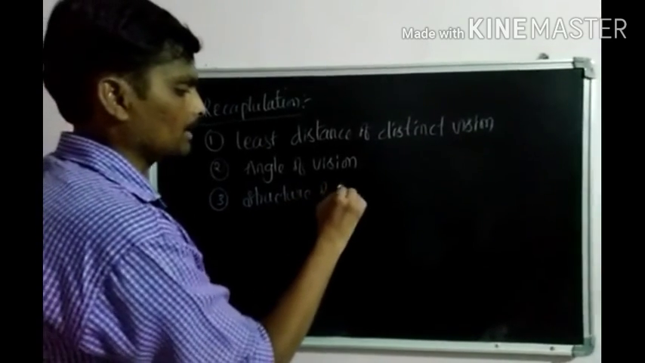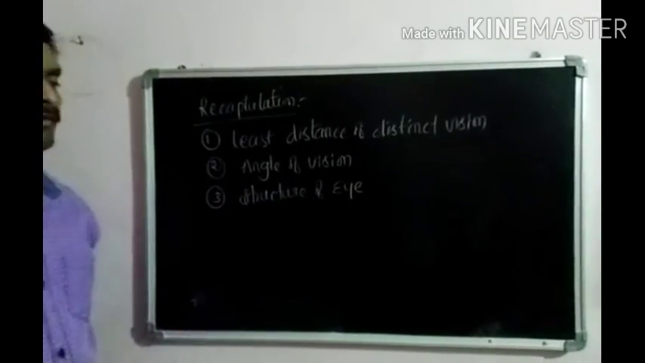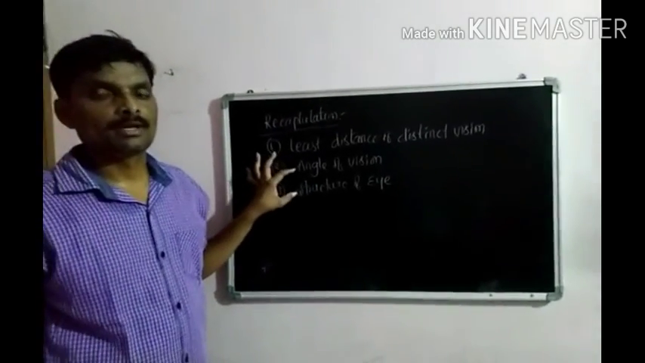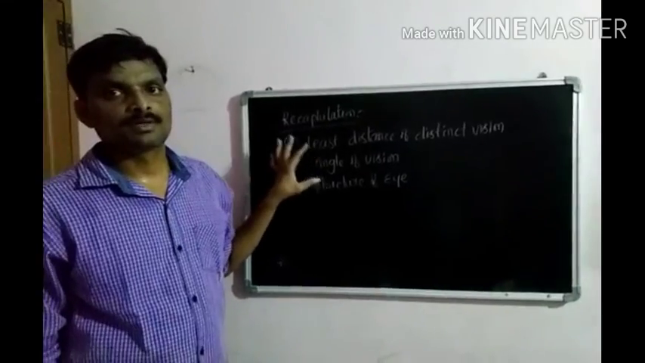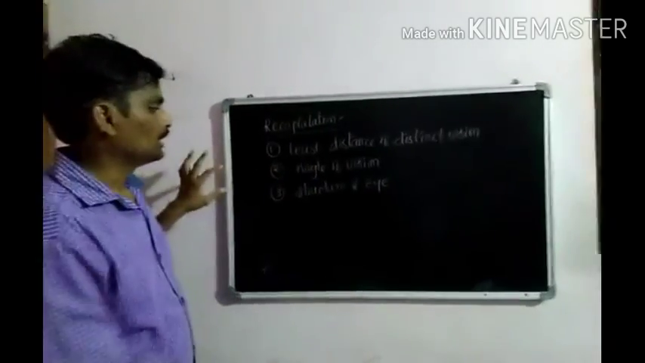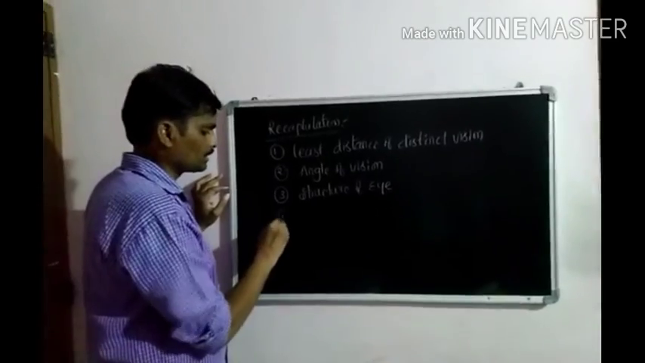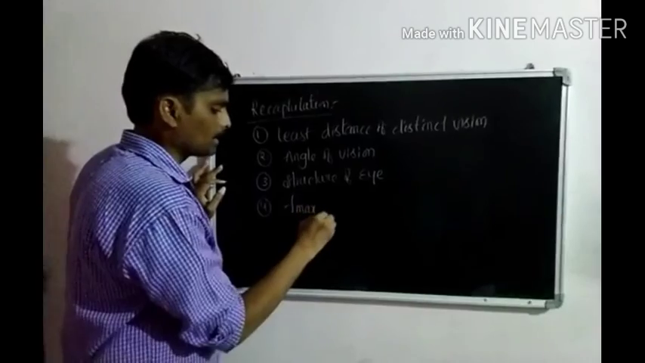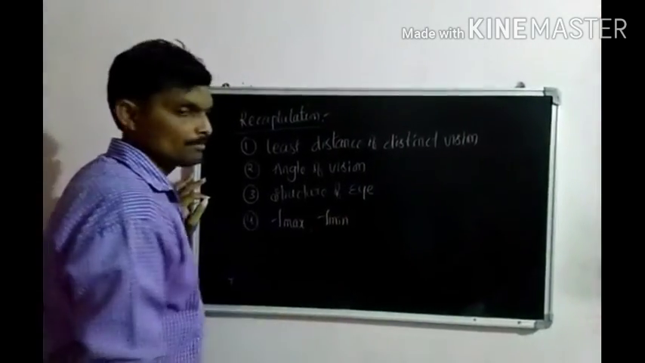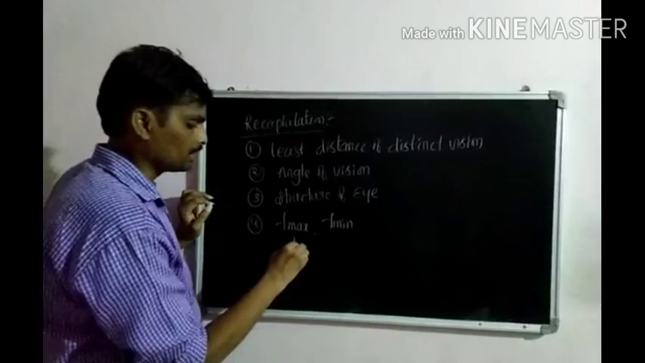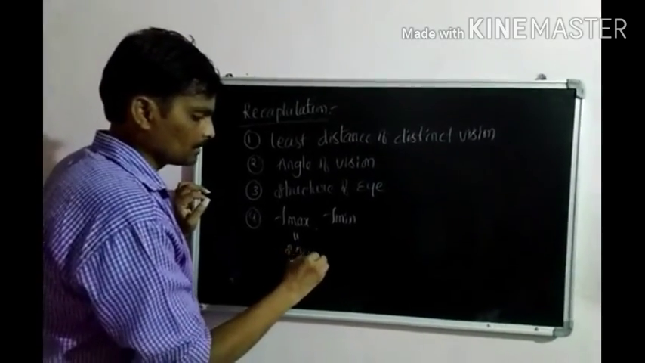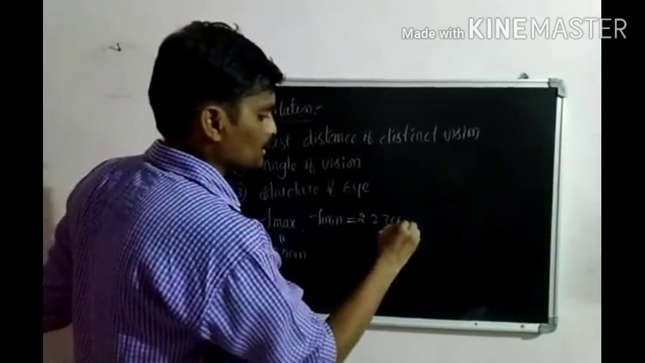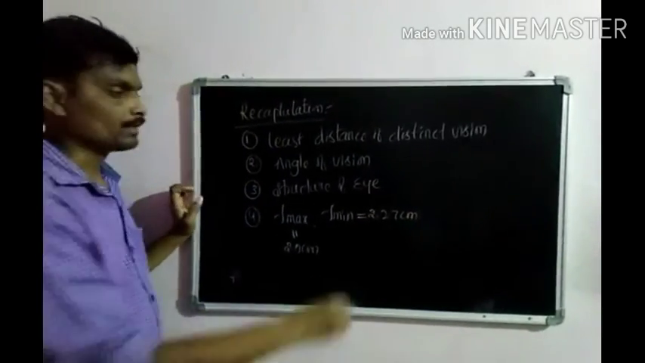In the structure of eye, we discussed what is the working of iris, what is the working of pupil, what is the working of ciliary muscles, what is the accommodation of eye. These definitions are very important in this topic. And fourth one is how to find the maximum focal length of eye lens and the minimum focal length of eye lens. What is the maximum focal length of eye lens? Already we got, that is 2.5 centimeters. Minimum focal length of eye lens, that is equal to 2.27 centimeters.